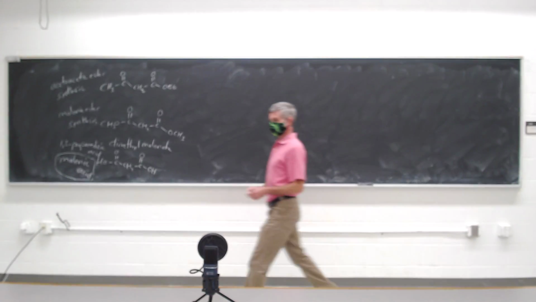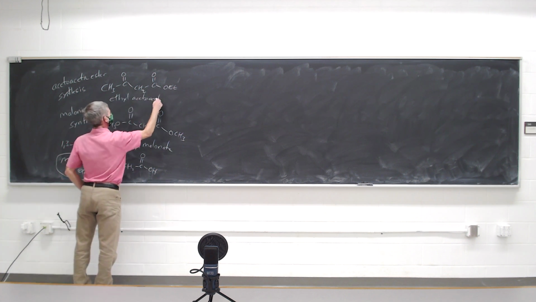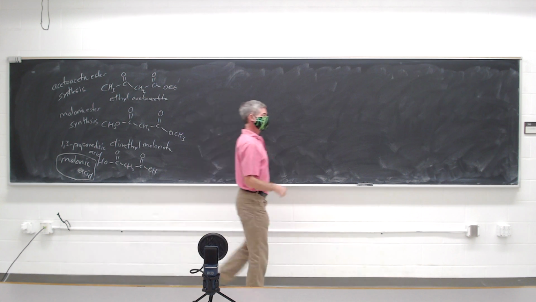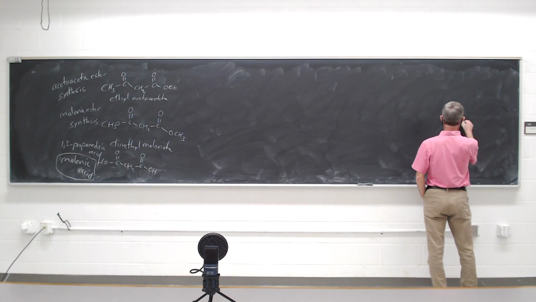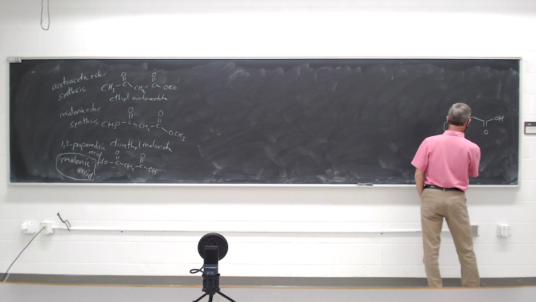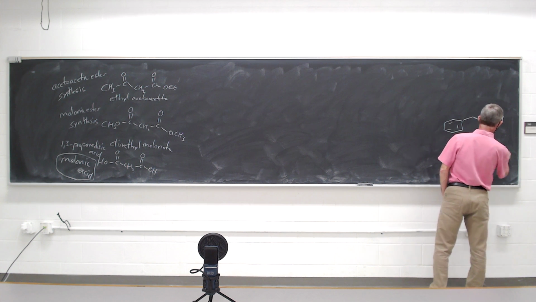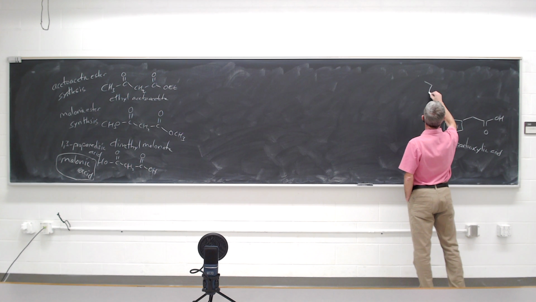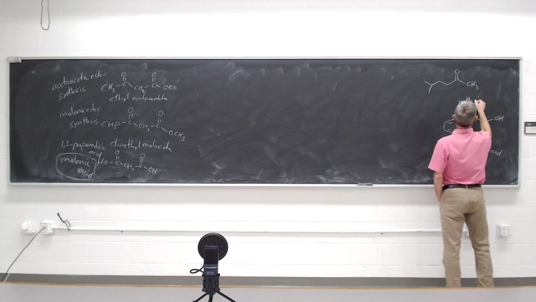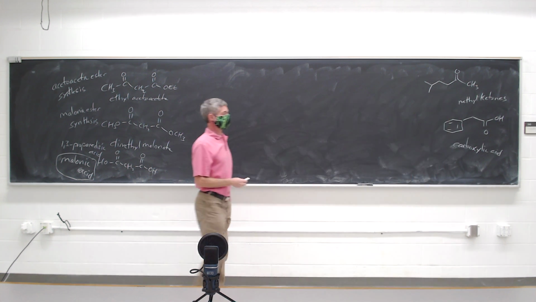Both of these are cheap. Acetoacetic ester is readily available, dimethyl malonate readily available, and you can use those to make carboxylic acids in the case of the malonic ester synthesis, and you can use it to make methyl ketones in the case of the acetoacetic ester synthesis.